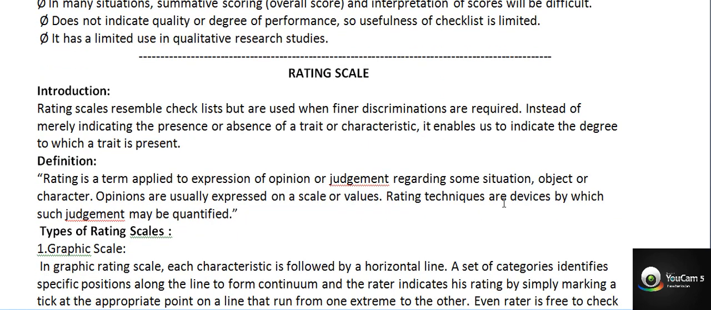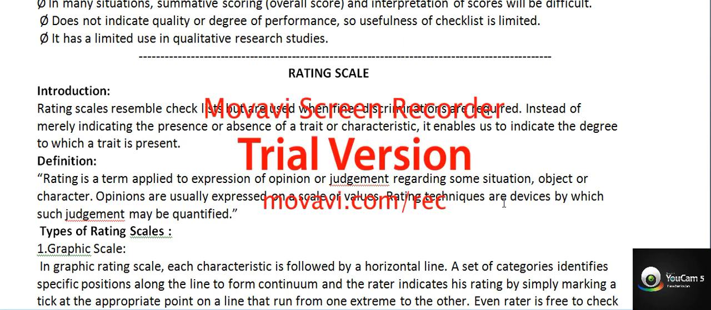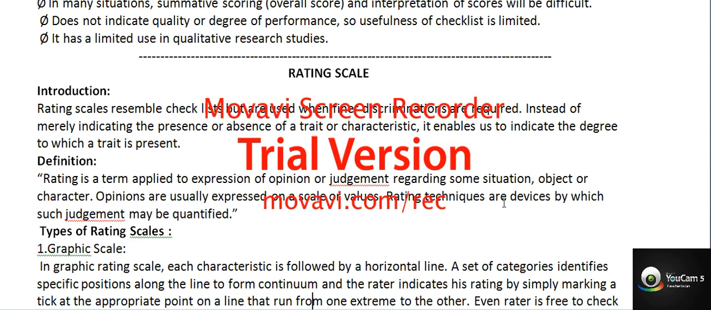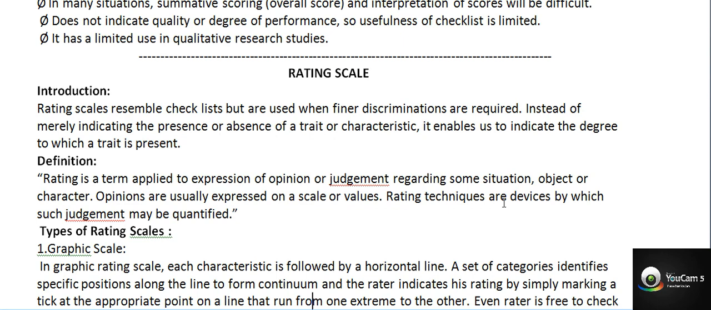So rating scale also you have seen in most places. It is like a checklist, but the rating scale is more specific, where it has a finer discrimination of the responses, mentioned very clearly. If we compare checklist and rating scale, rating scales are better than the checklist, because they have an exact response mentioned in the places. So rating is a term applied to expression of opinion or judgment regarding some situation. If you want to observe some situation, object or characteristics of something, then rating scale is the best way.